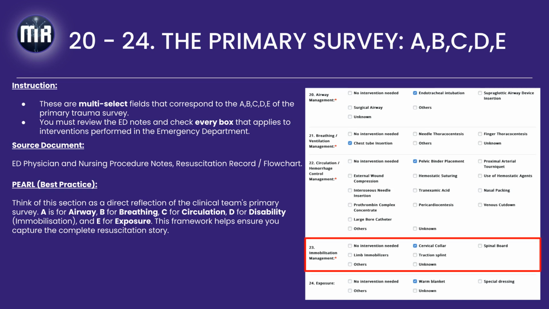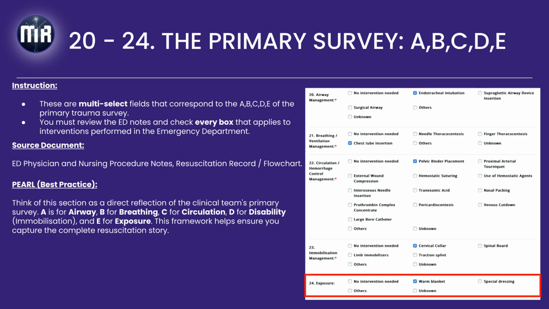Field 23, Immobilization management, corresponds to D for disability, where we protect the spine. And Field 24, Exposure, corresponds to E for exposure, where we manage the patient's temperature. Thinking of these fields as the A, B, C, D, E framework will help you ensure you are capturing the complete story of the patient's resuscitation.